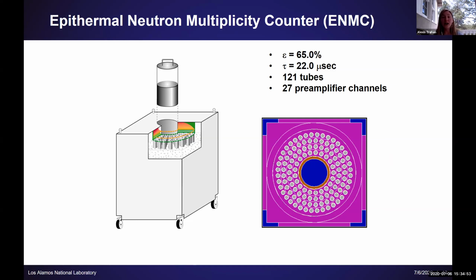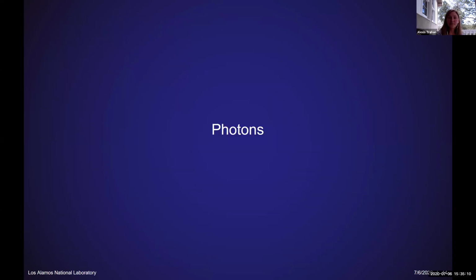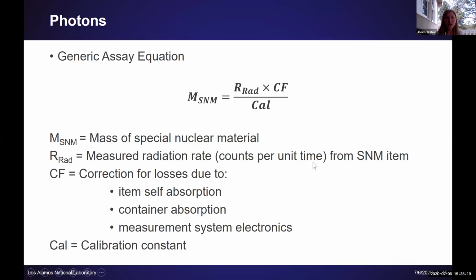So this system is an example of a multiplicity counter; coincidence counters can be considerably smaller than this. They don't need to have nearly as high efficiency, but if you want those triples or quads or pents, then you have to have a really high efficiency system such as the ENMC here. Okay, so that concludes the neutron portion of the non-destructive assay overview. I'm going to move on to photons now.